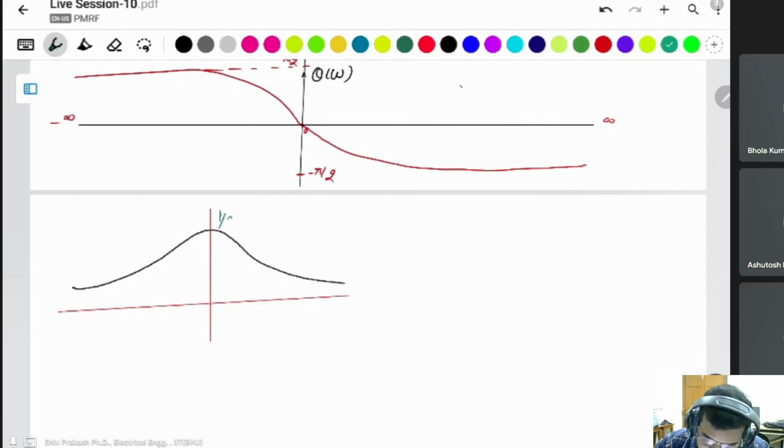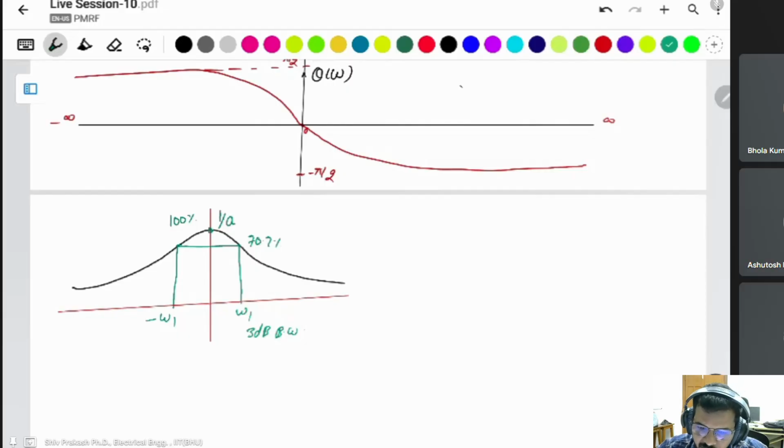This will be 1 by a. Suppose this is the 100%, then what is the 70% of this one? 70% is the bandwidth of this function. Bandwidth will be, suppose this is minus omega 2 plus omega, the 3 dB bandwidth. This will be 70.7% of the 1 by a.